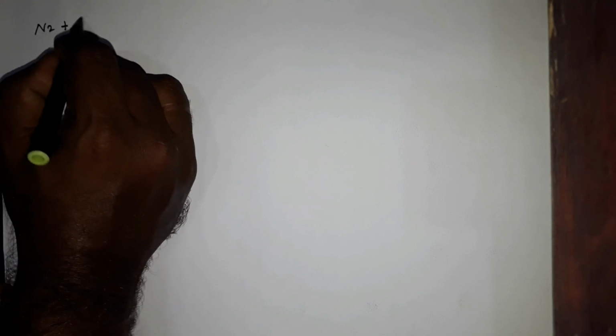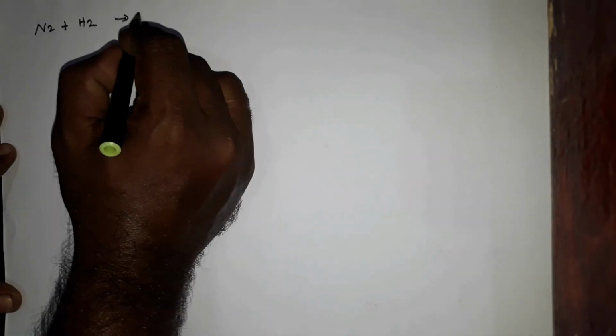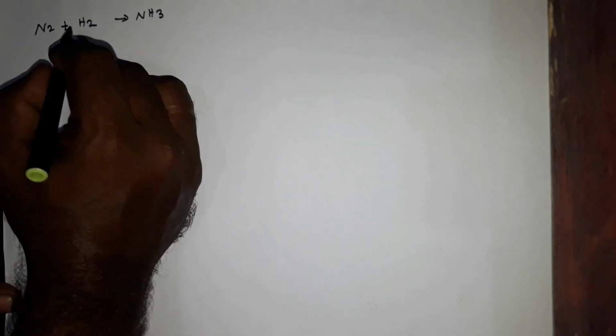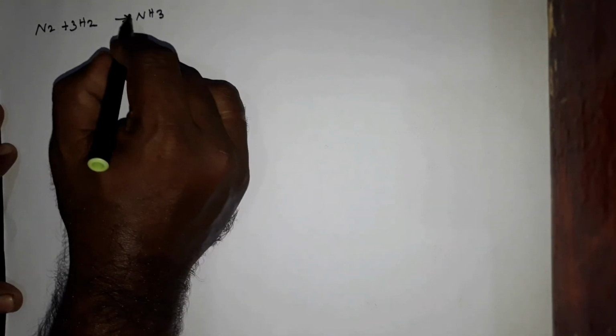So students, another shortcut method to calculate these stoichiometric calculations. The sum was: how many moles of hydrogen are required to produce 10 moles of ammonia. So the equation is N2 plus H2 gives NH3. After balancing, here it will come 3, here it will come 2. So N2 plus 3H2 gives 2NH3.